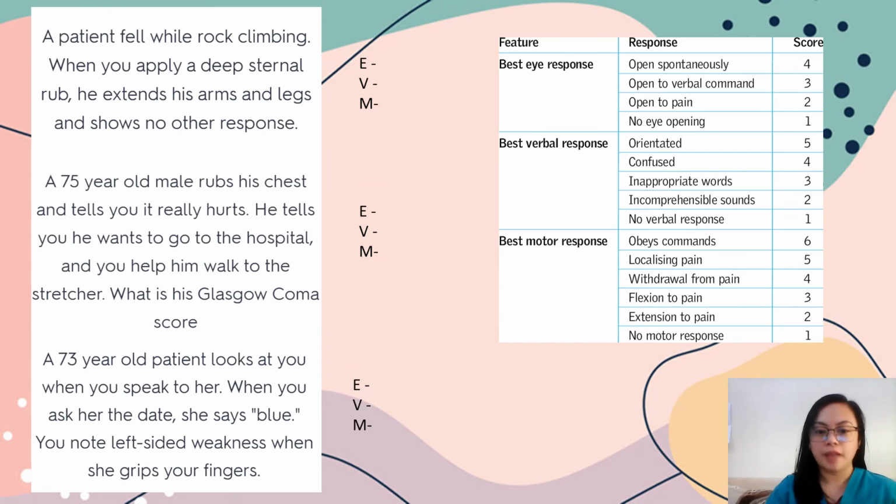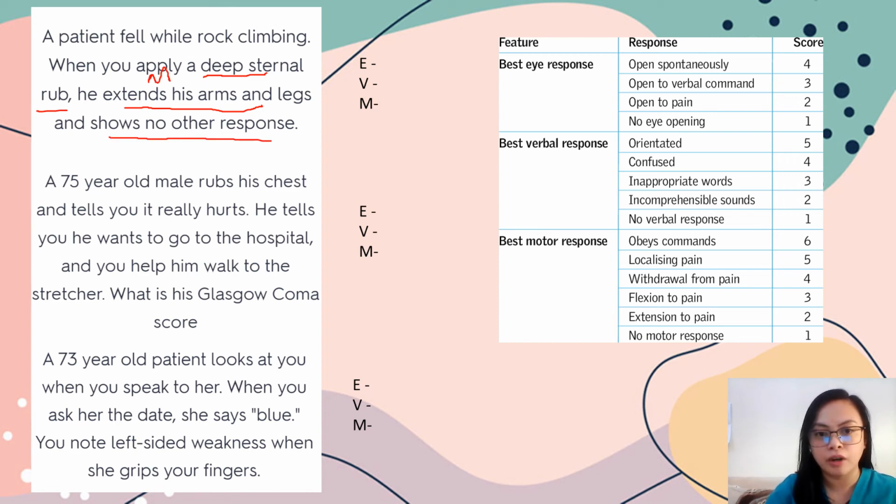Now let us apply what I have taught you a while ago. I have here 3 different scenarios and we will be scoring them one by one. Okay, so first, a patient fell while rock climbing. When you apply a deep sternal rub, this is the painful stimulus. He extends his arms and legs. This is the motor response and he shows no other response.